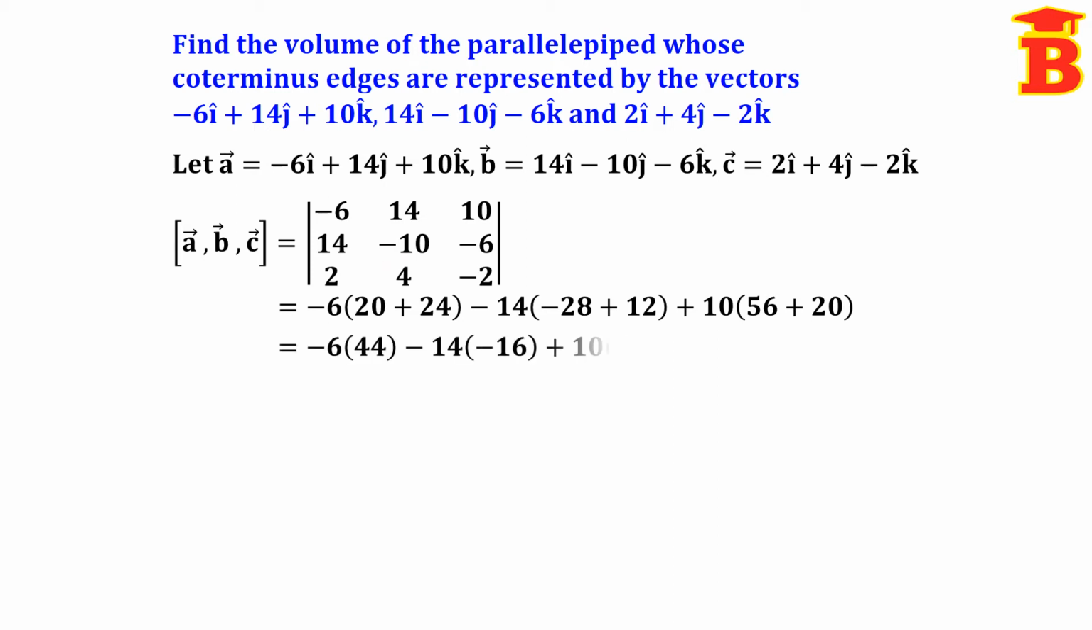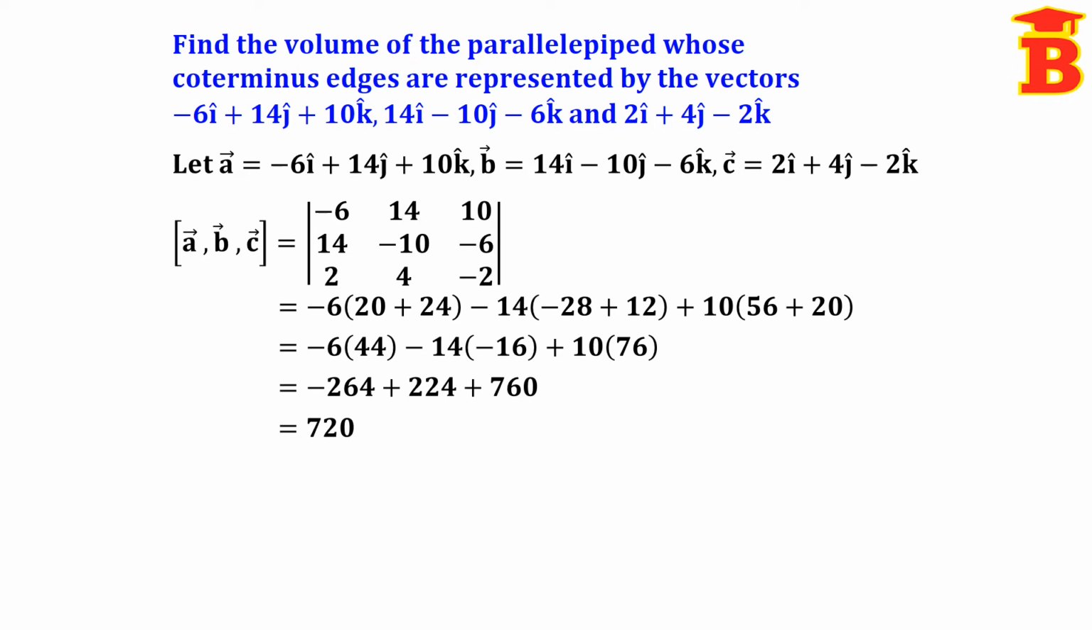This is equal to minus 6 into adding this 44, minus 14 into adding this minus 16, plus 10 into adding this 76. So this is equal to, multiply this first number minus 264, multiply next number minus into minus plus 224, plus multiply next number 760. So now this is equal to 720.